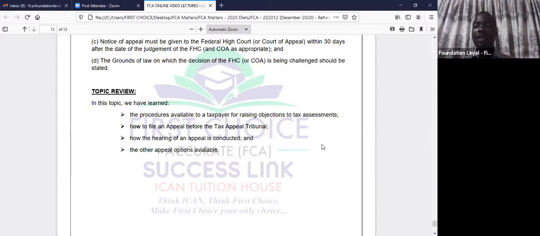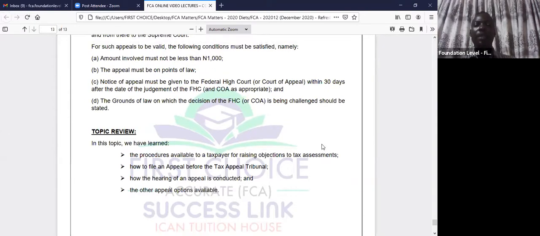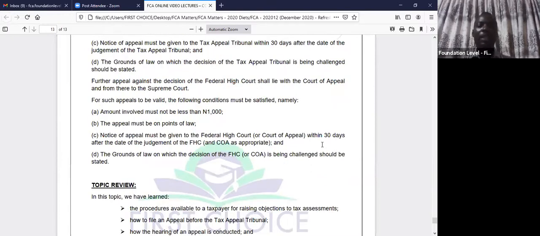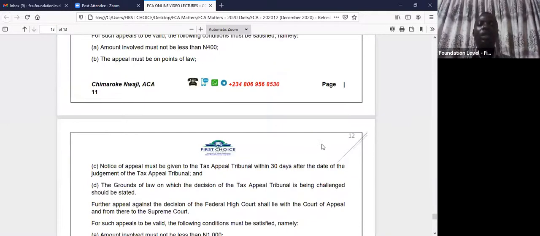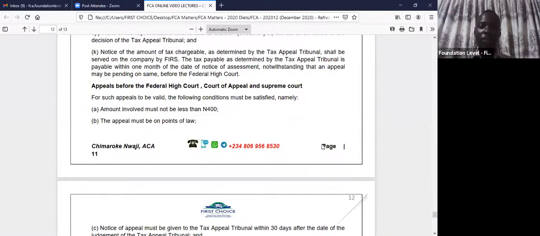We also said that in the tax appeal tribunal, you can represent yourself, or others will represent you. But when it goes to the courts, you need a lawyer to represent you. All tax appeal tribunal hearings are held in public. So these are some of the things we've learned today.